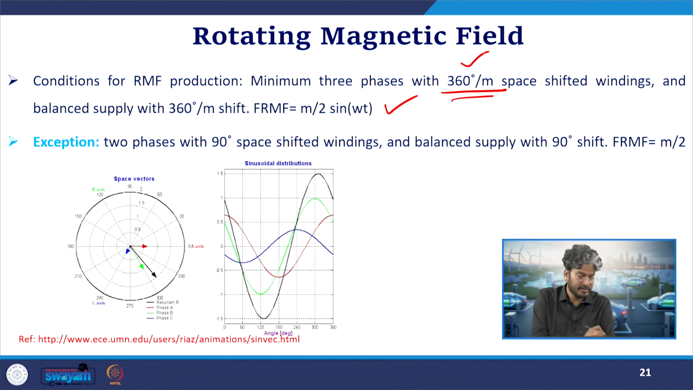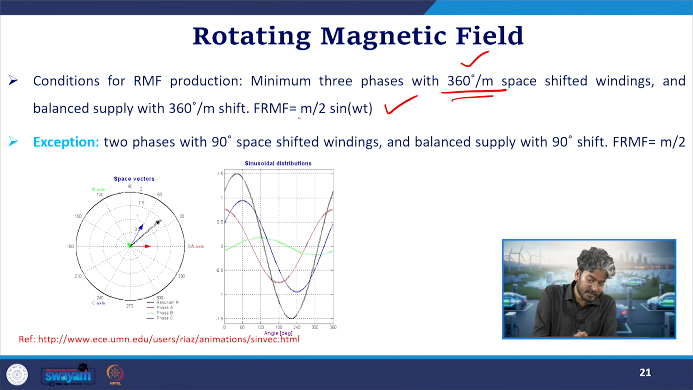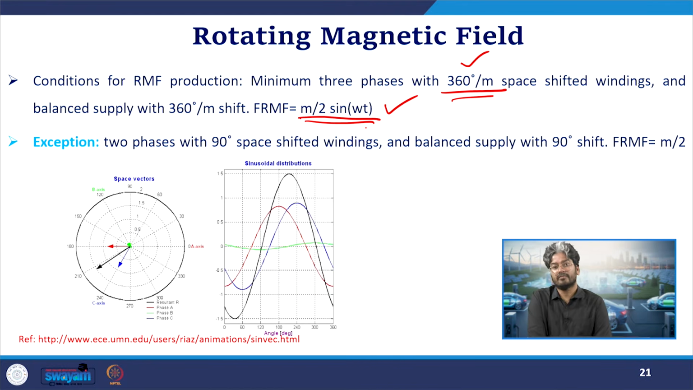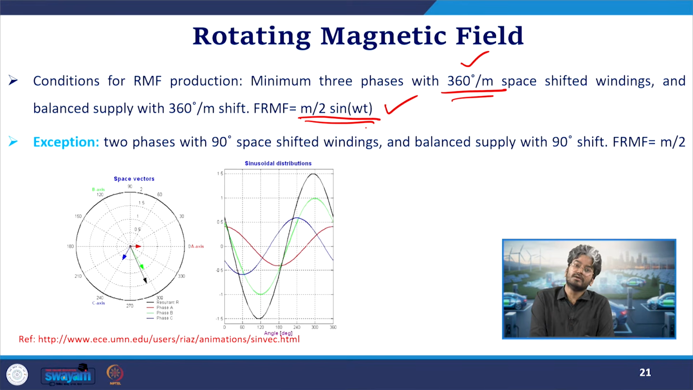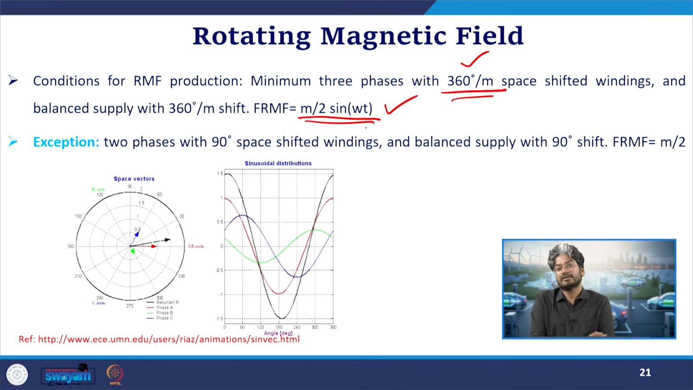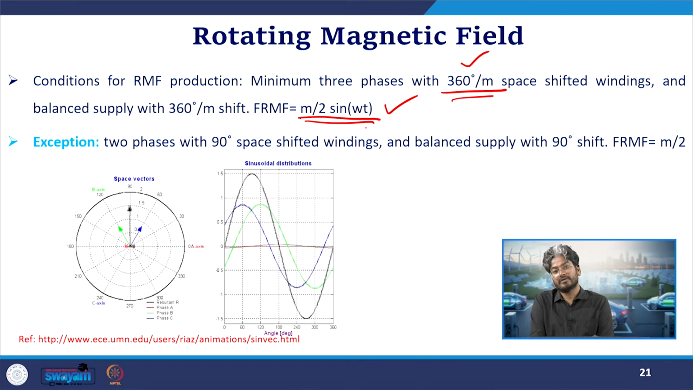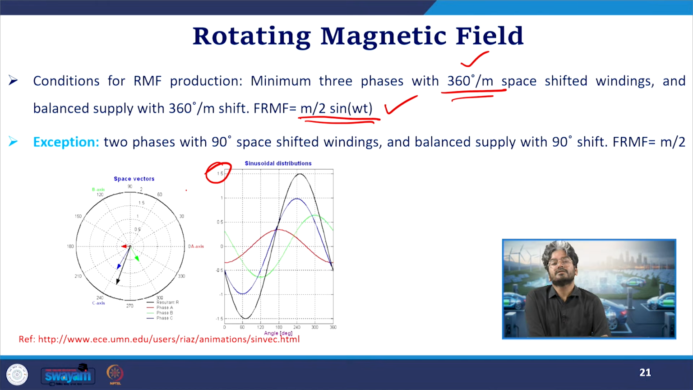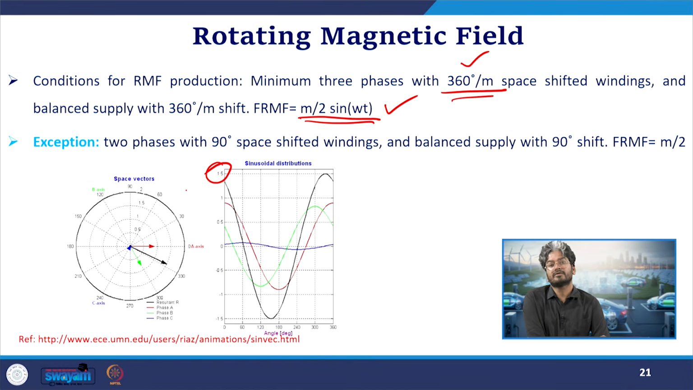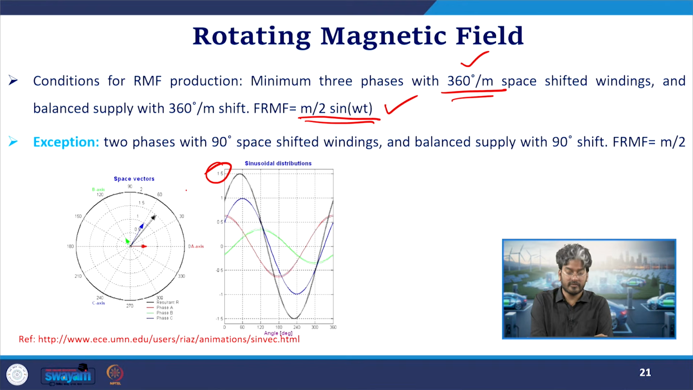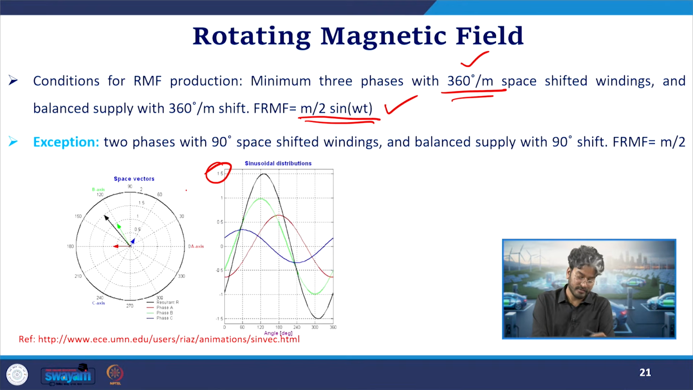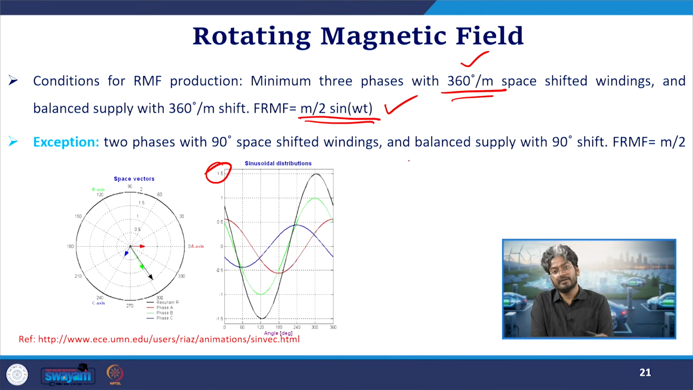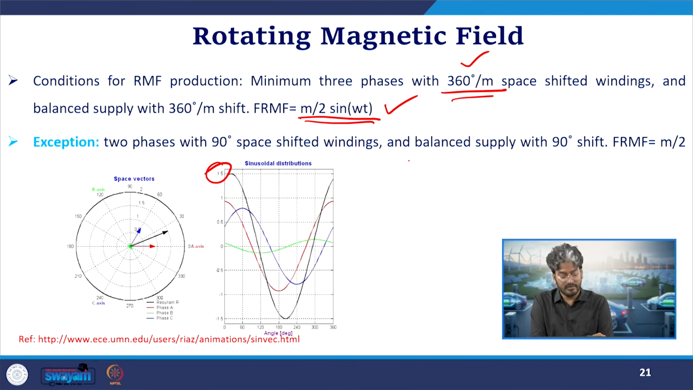Then what will be the resulting rotating magnetic field which will be produced because of the m-phase winding? It will be m by 2 into sin omega t. In our previous case, it was 3 by 2 into sin omega t, so it was 1.5 times, which is shown over here. Okay. So when we have 3-phase supply, the resultant magnetic field which will be produced will have a peak amplitude of 1.5, and similarly we can have m number of phases and we will be getting the rotating magnetic field.